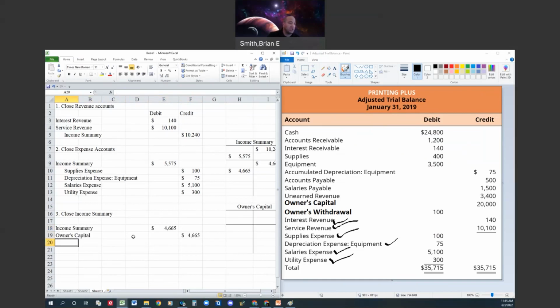Okay. And this is showing us that we're moving the net income to the statement of owner's equity. So remember, our income summary is the income statement, and the owner's capital is the statement of owner's equity. So the last thing we're going to do is we're going to close the owner's withdrawals account. Let me get that indented. Okay, so our owner's withdrawals account has $100 and its normal balance is a debit. So we're going to credit the owner's withdrawals to close that out, and we're going to debit the owner's capital account.